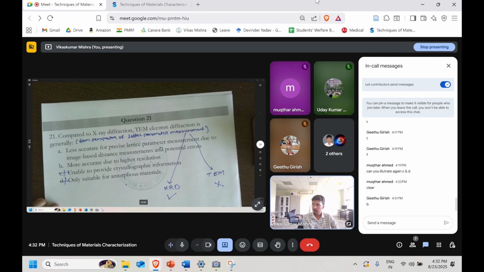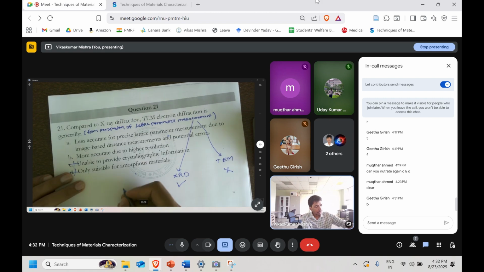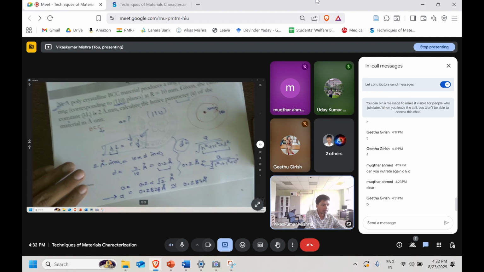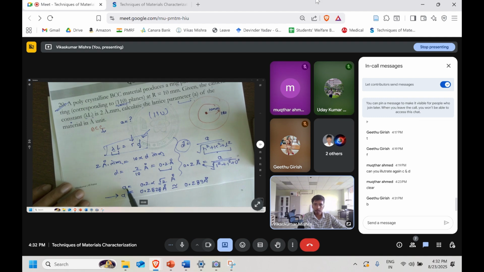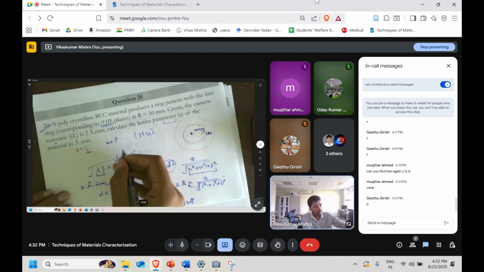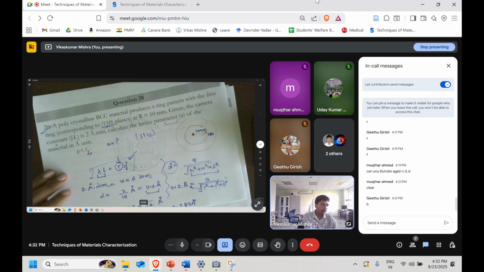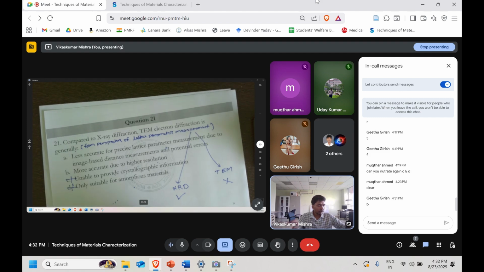Now, let me tell you the reason. The reason is something which we have already discussed. See how you will find the lattice parameter. See, here also we have found the lattice parameter. To find the lattice parameter, what should we know? We should know the value of R. How will you get the R? You got some image.